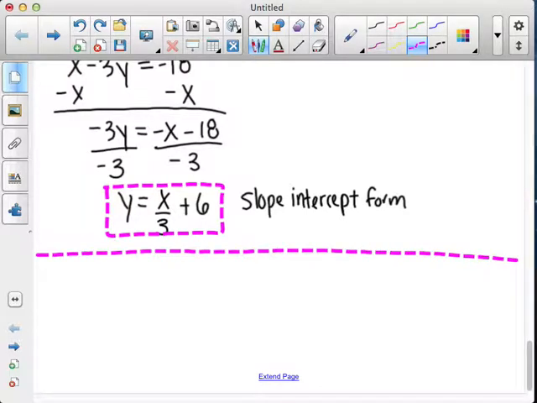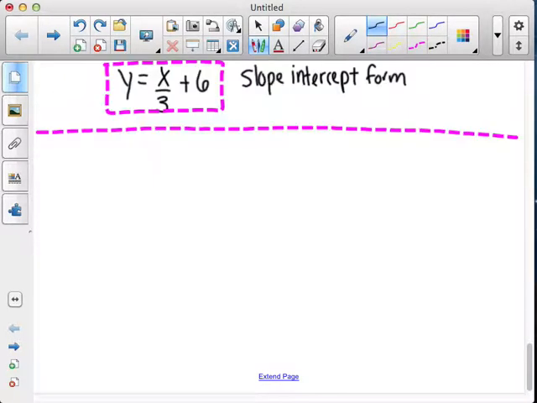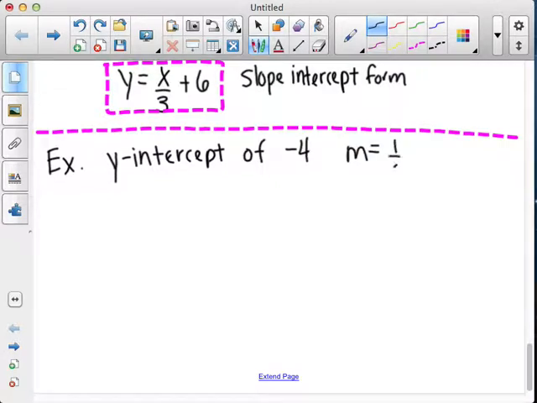Now, another one for you to try. When you're done with this, you call me over and I will check it. So you need to write the equation in all three forms of a line with a y-intercept of negative 4 and slope 1/2. Remember, a y-intercept of negative 4 means they're actually giving you a point. What comma what are they giving you? So work that out. When you're done, call me over, check it.